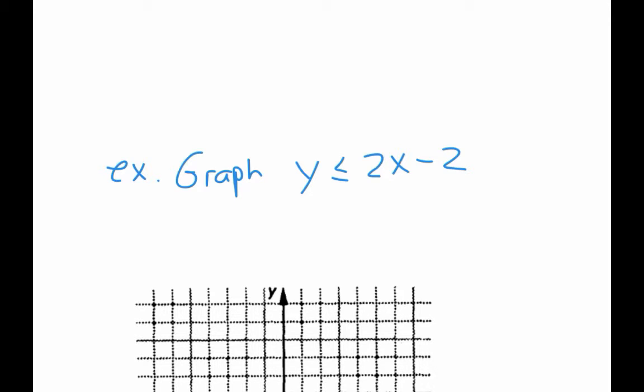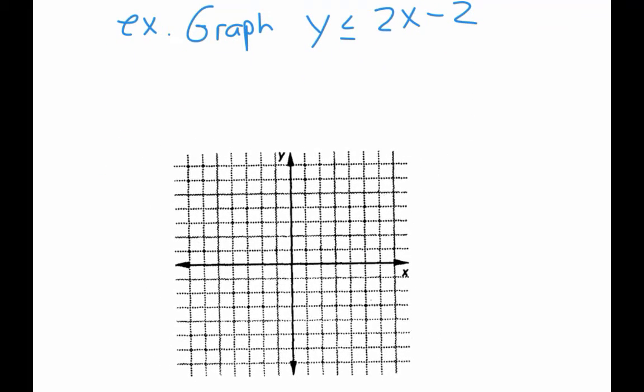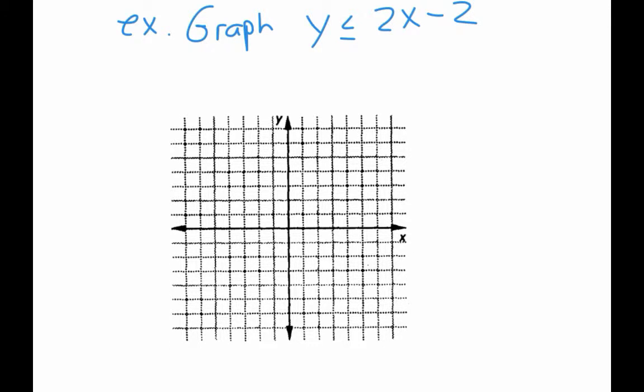So first step, treat that like an equal. We're kind of pretending that this is y equals 2x minus 2, and graphing what that ends up being. So if we had y equals 2x minus 2, we have several ways we could find the boundary line. One would be to pick points for x and find y values. One would be to punch it in the graphing calculator and look at a data table. One would be to use the y-intercept and the slope.